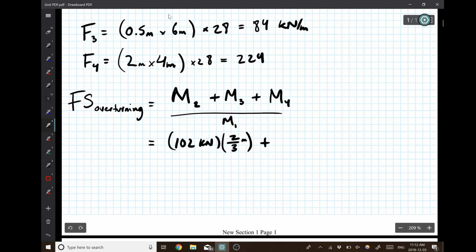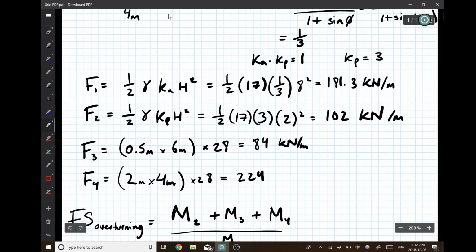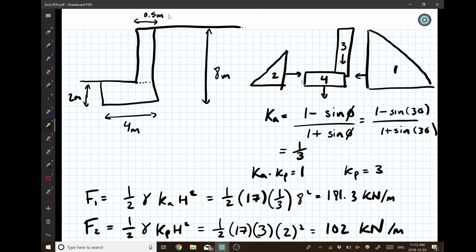For our moment arm for force 3, so this is probably the most confusing one. So we know our force is 84 kilonewtons. So to find the moment arm, this is the best way that I can explain it. So first, we know that it's acting through the centroid of force 3. But we're looking for the moment arm from this point. Let's say it's called point A. So it's going to be this whole distance minus half of the width of 3.